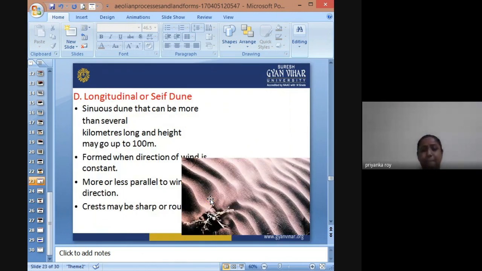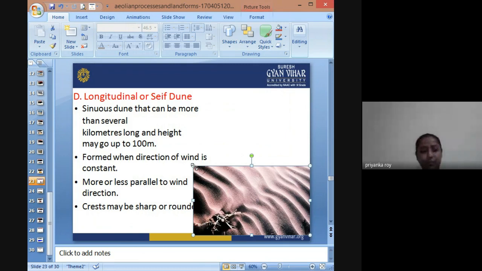Okay, now longitudinal or shift dunes. What are longitudinal or shift dunes? Sinuous dunes that can be more than several kilometers long, and the height may go up to 100 meters. So these dunes can go as high as 100 meters. Sorry, this image has blown up a little large.